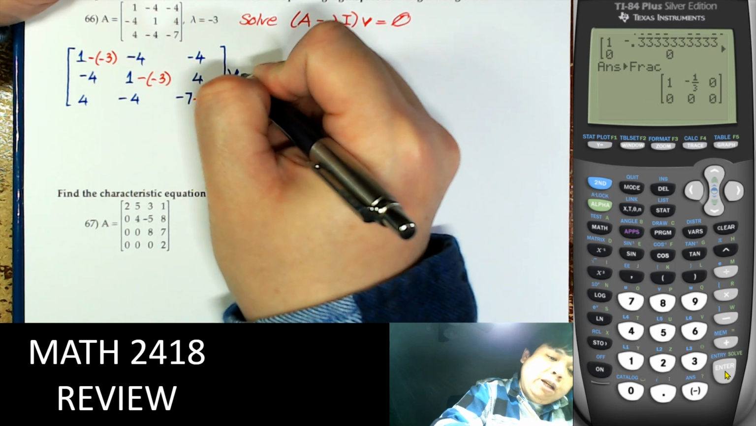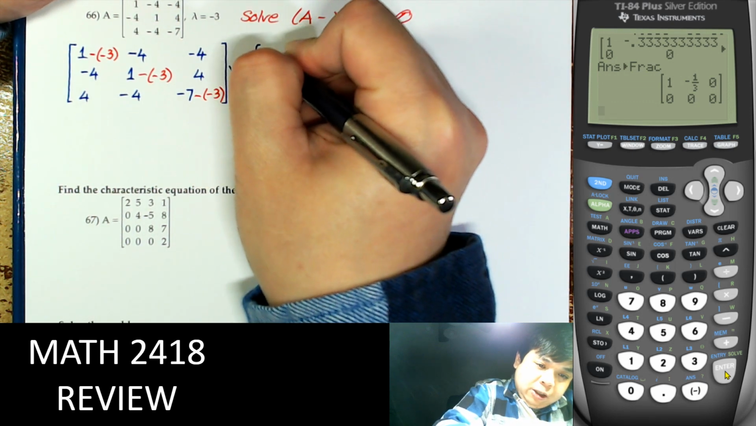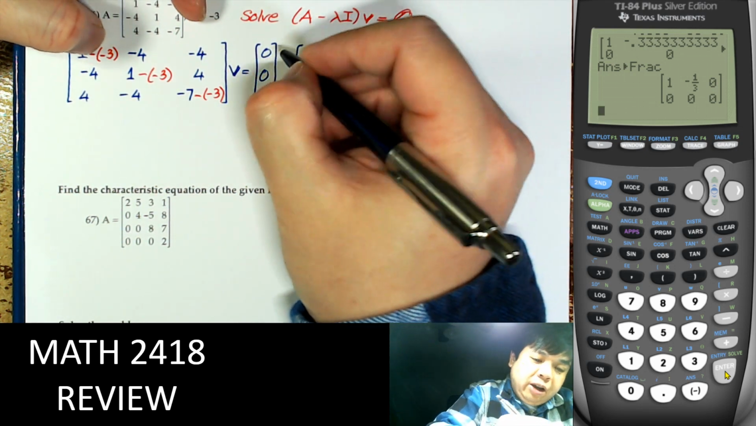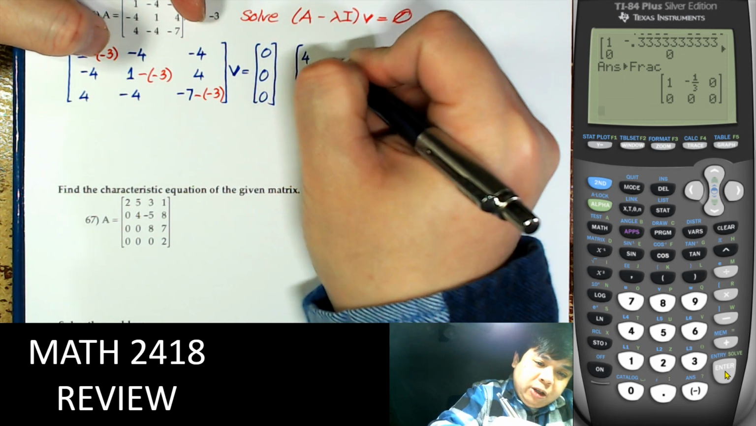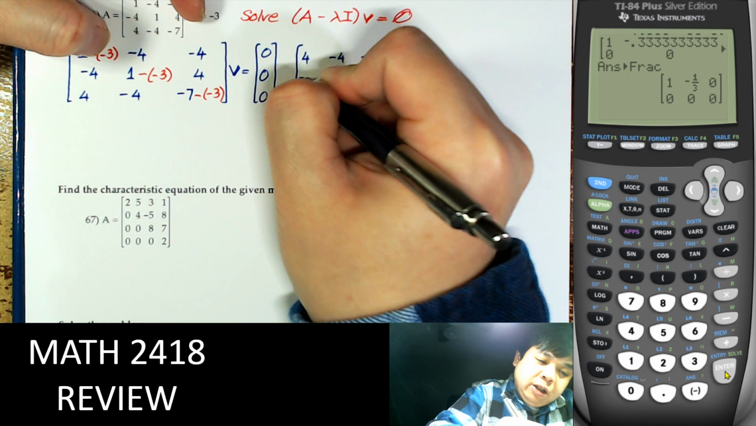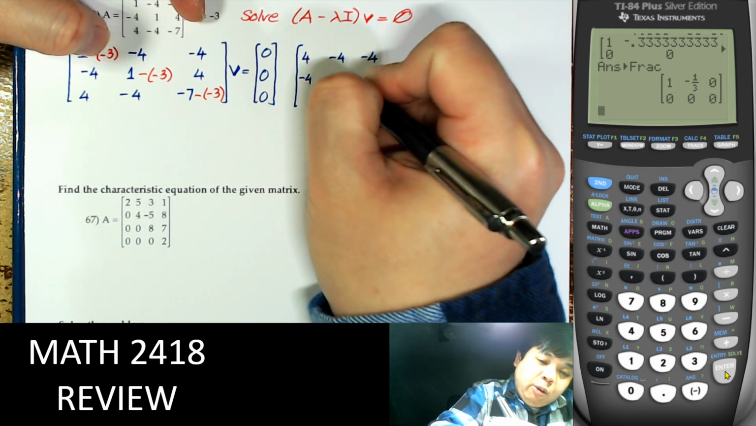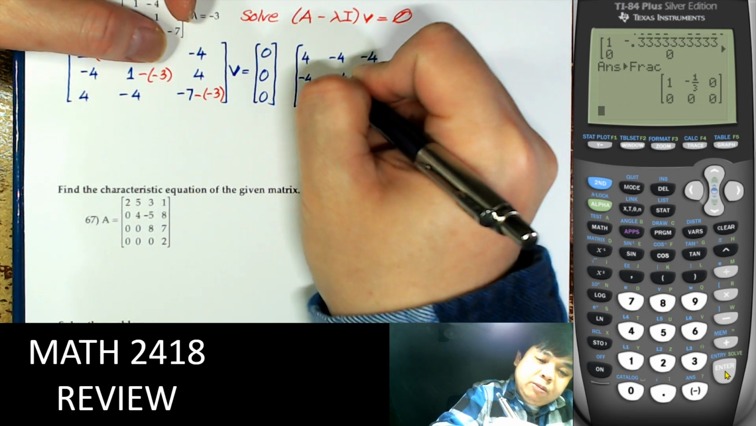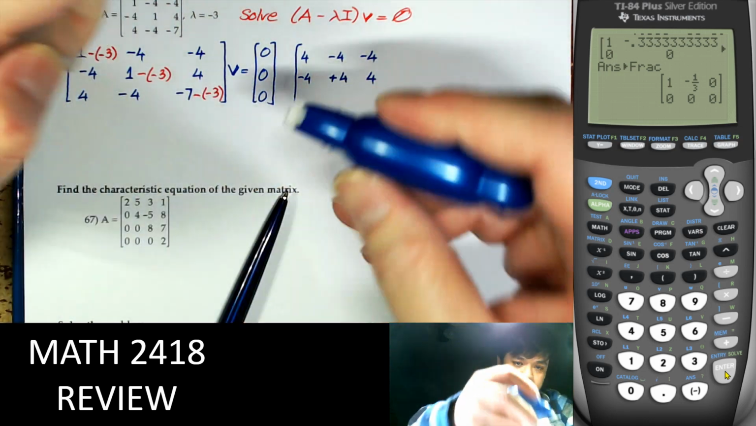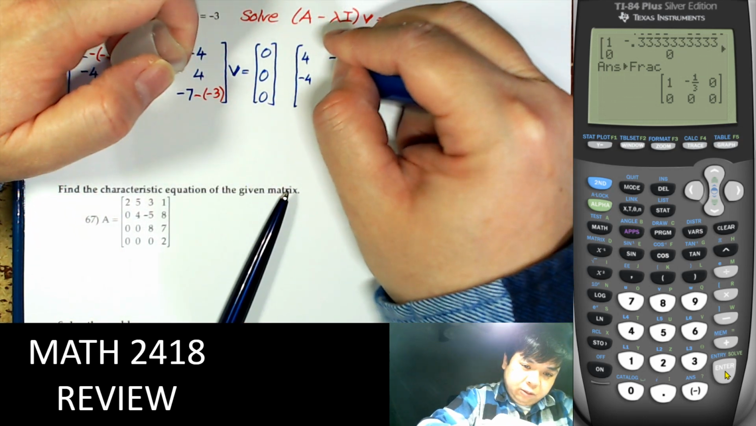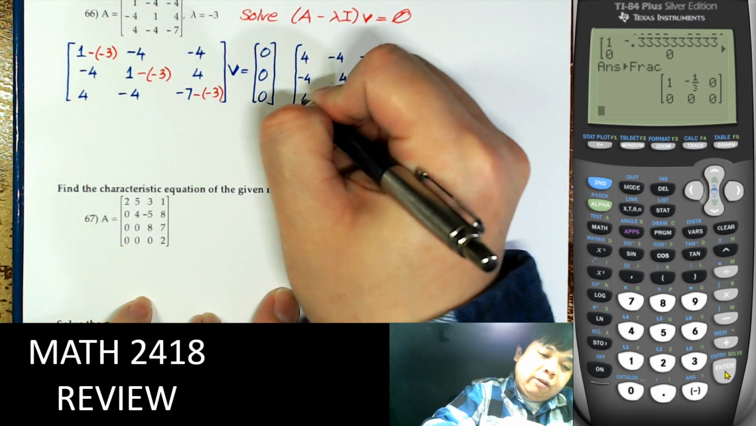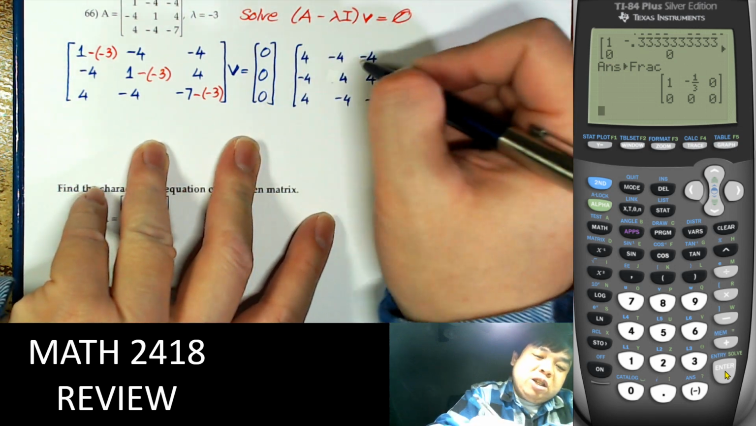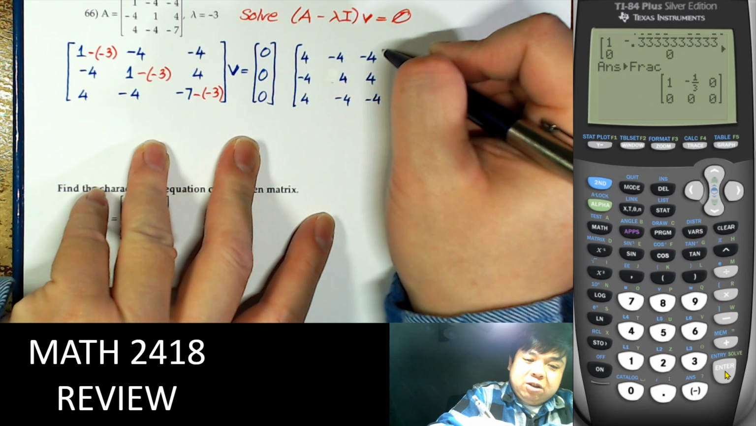Right, times v equal to a 0 vector. Now simplify this. We have 1, 3 to be 4, -4, -4, -4, -4. So that's positive, sorry. And 4. Then 4, -4, -4. Of course, when all of this cancels, we just have 1, -1, and -1 on the first row.